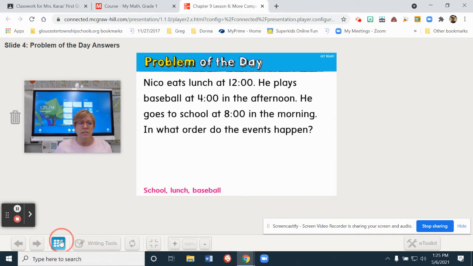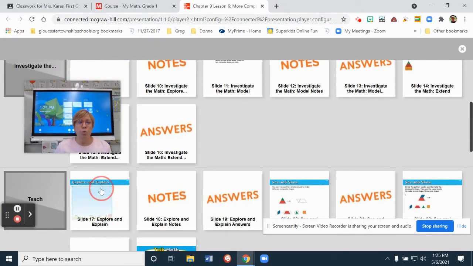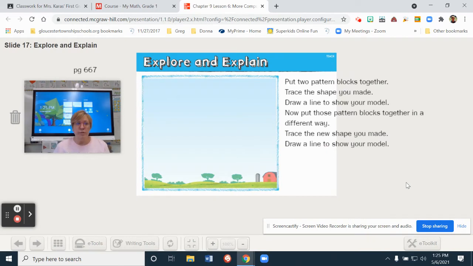All right, now let's go into your workbook, page 667. Okay, so this is where we are going to be using our pattern blocks or attribute blocks. They're the same. And then a pencil. All right, so I'm going to read the direction to you first. You're going to put two pattern blocks together and trace the shape. Draw a line to show your model. So they want a line in between, okay?